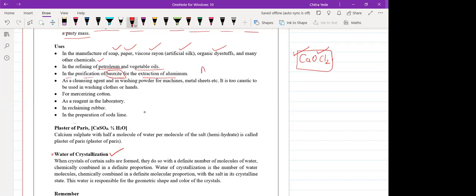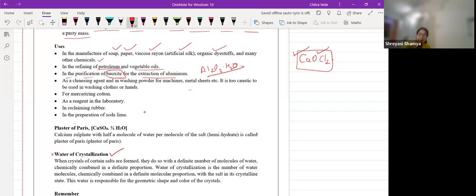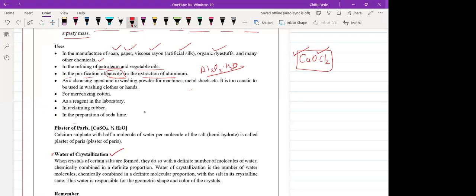Its formula is Al2O3·H2O. It is bauxite, beta, and it is used for extraction of aluminum. It is a cleansing agent and is used in washing powder for machines and metal sheets. It is too caustic to be used in washing clothes or hands. So it is used in dilute form, otherwise it may damage the hands also.